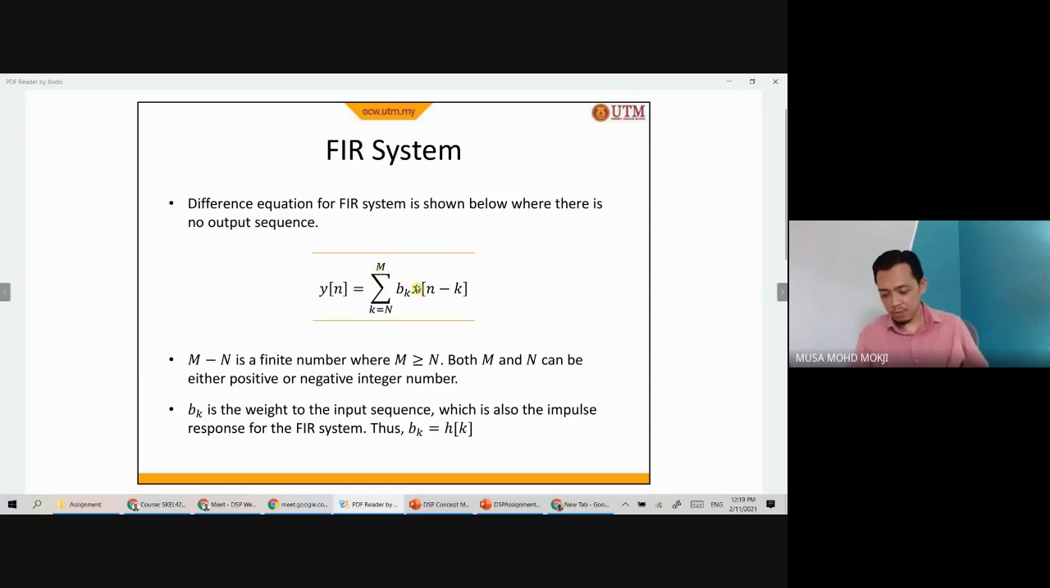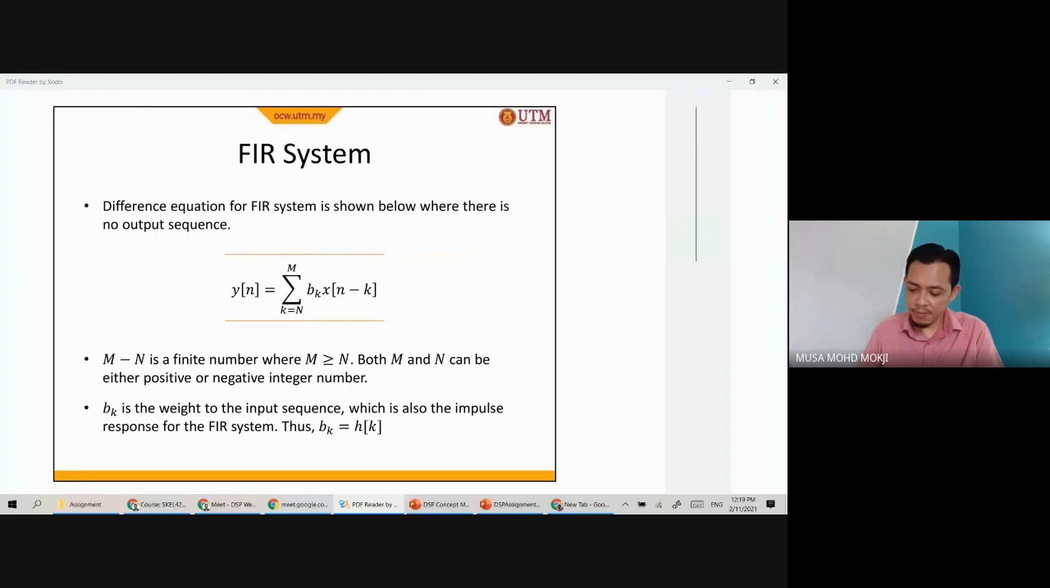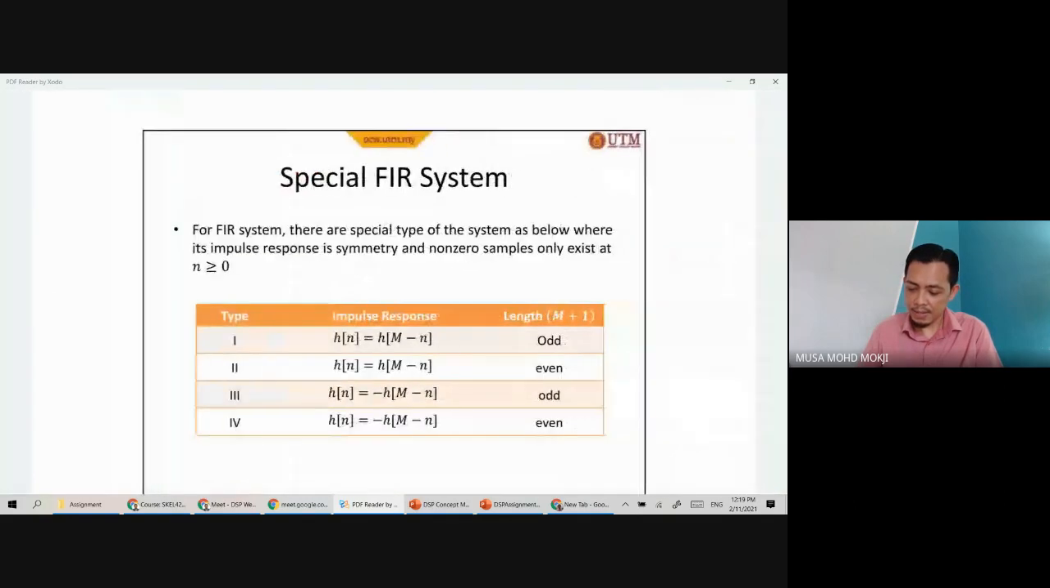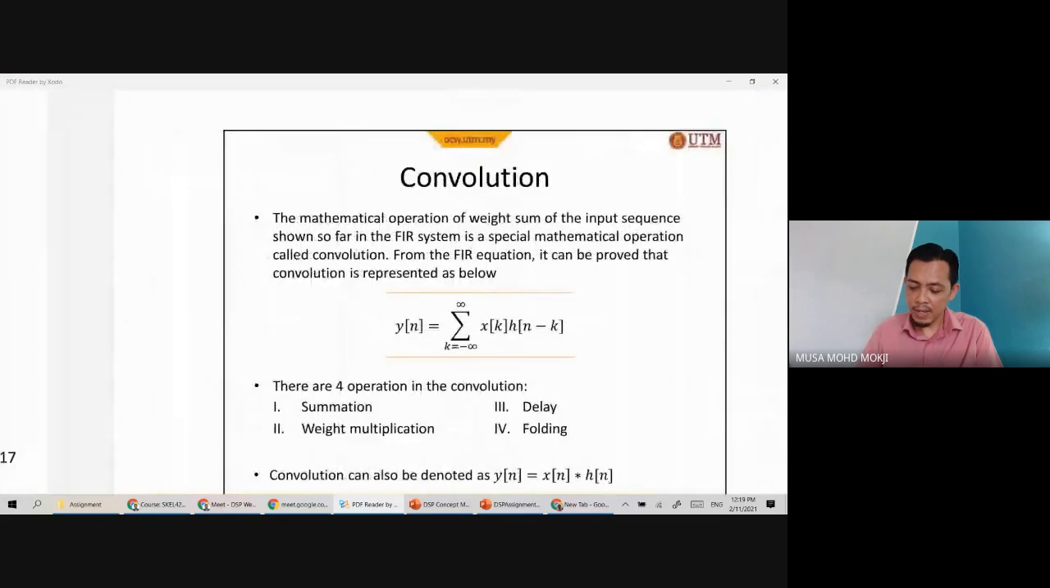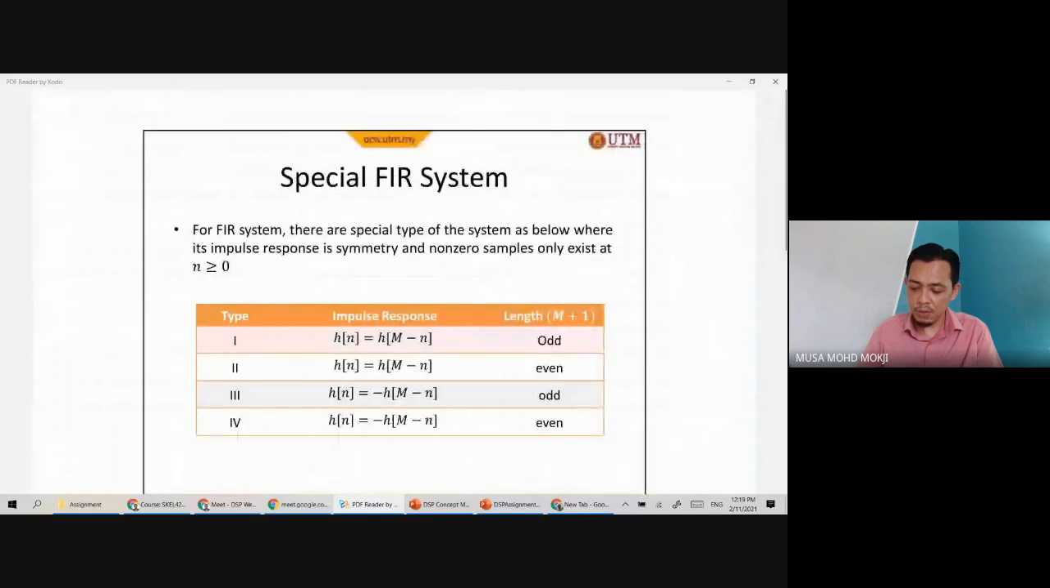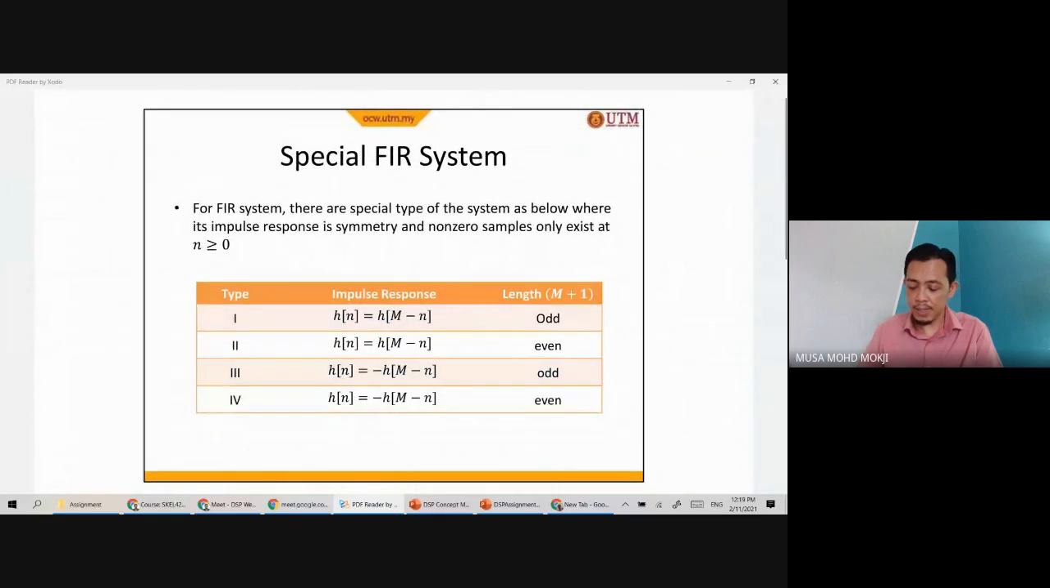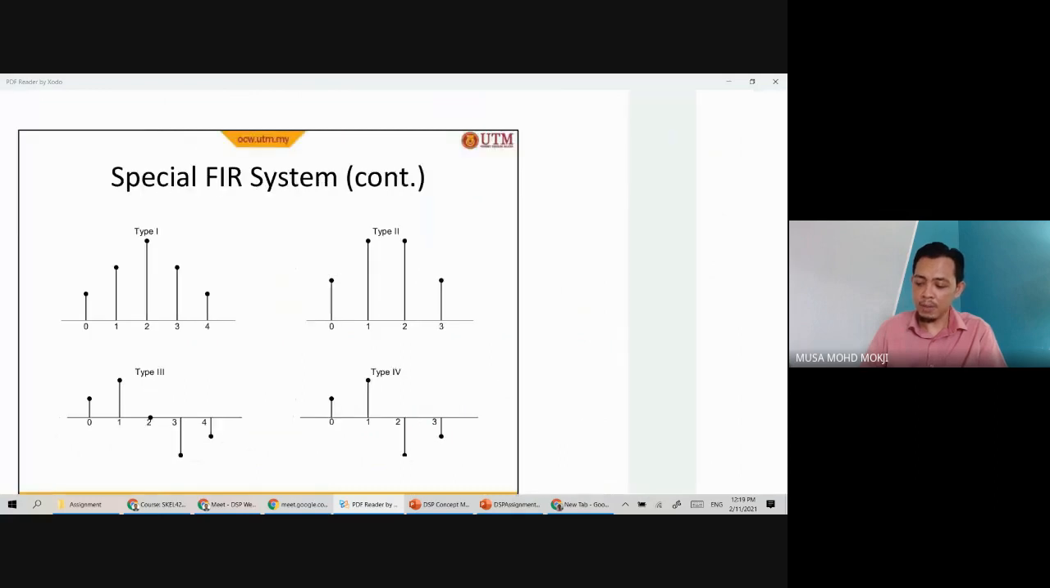Let's go to the next one. This one is actually also important, but I'm going to skip it for today. Maybe later, in week 4 or 5, we will get back to this one.